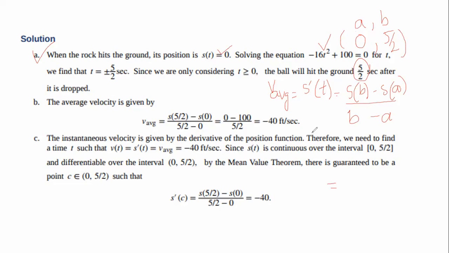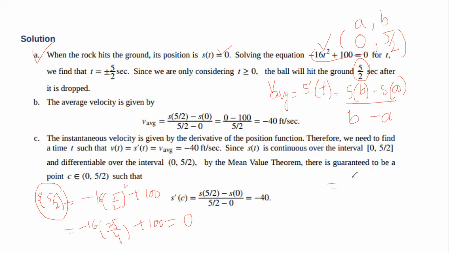Now the function of b will be s of 5/2. It will be equal to putting the value here. So it will be negative 16 times 5/2 square plus 100. So it will be negative 16 times 25/4 plus 100. And after solving it, the function value at 5/2 equals 0. So the value at 5/2 is 0.